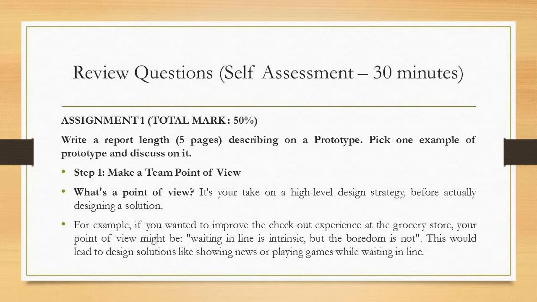Step 1. Make a team point of view. What's a point of view? It's your take on a high-level design strategy, before actually designing a solution. For example, if you wanted to improve the checkout experience at the grocery store, your point of view might be: waiting in line is intrinsic, but the boredom is not. This would lead to design solutions like showing news or playing games while waiting in line.